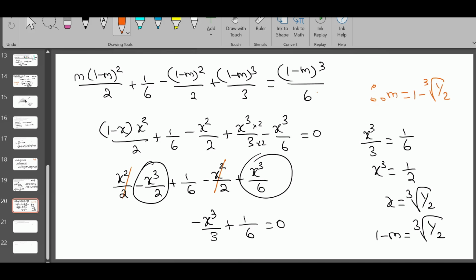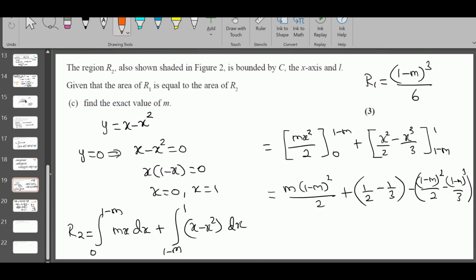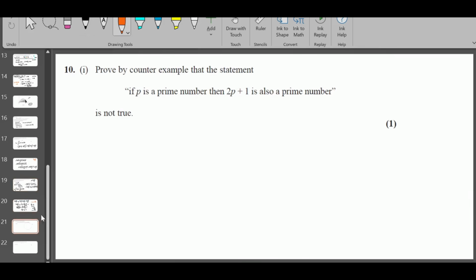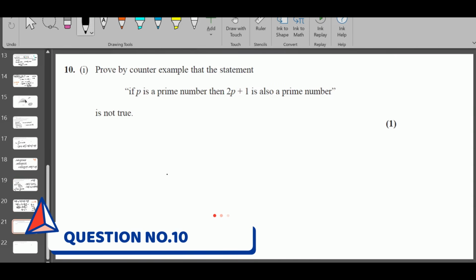All this working for just 3 marks. I don't see any other shorter method. If you find any other shorter method, please leave it in the comments, please. Okay, so that's the value of m. That's all. Let's move on to question number 10 now.